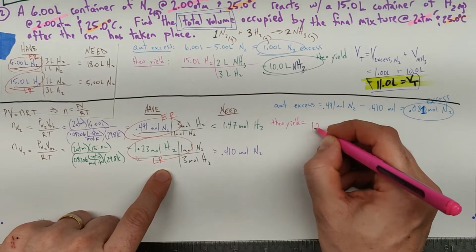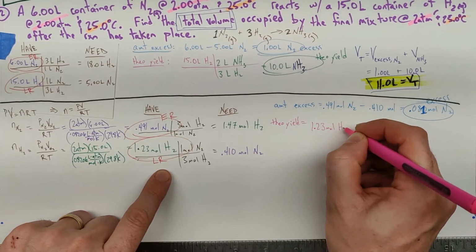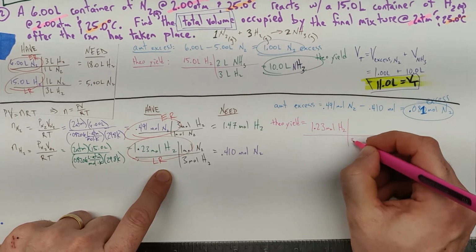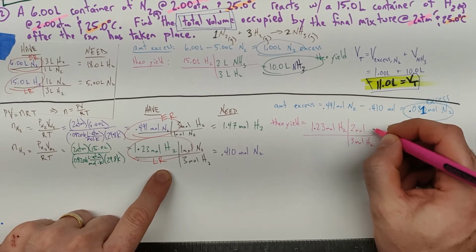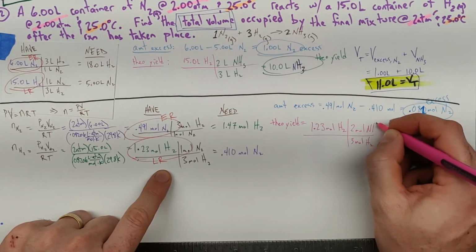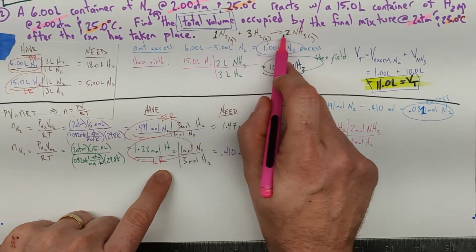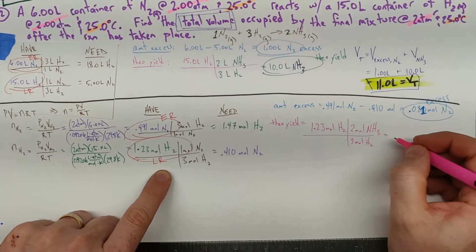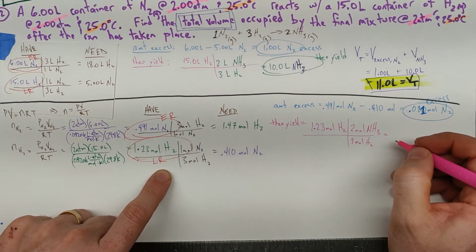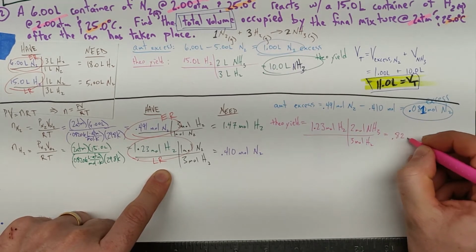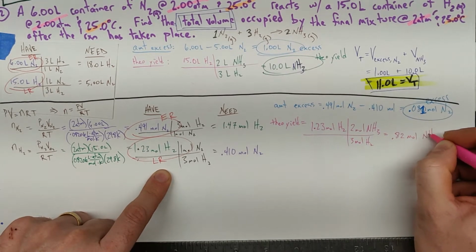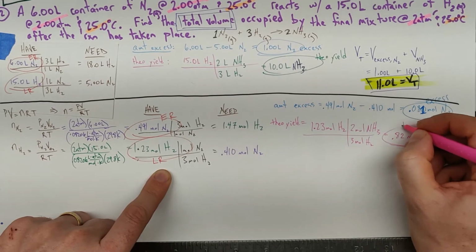We had 1.23 moles of hydrogen gas. We know it's a 3:2 ratio, based on the 3 and the 2 right there as coefficients. So the 1.23 turns into 0.82 moles of NH3 as our theoretical yield.